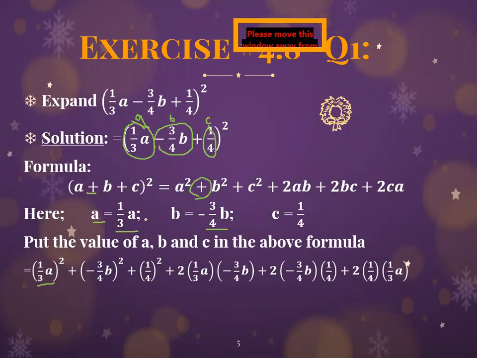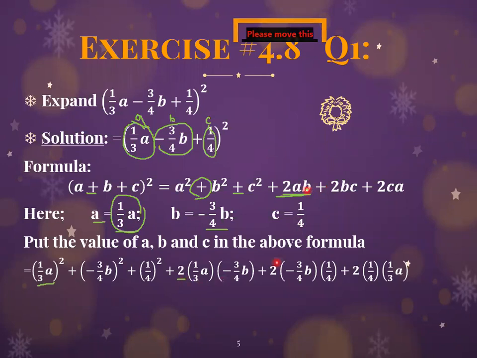Plus, and b will be equal to minus 3 upon 4b. So inside the bracket you will write minus 3 upon 4b whole square. Then this plus sign, and then you will write here (1 upon 4) whole square, then the plus sign of this one. Then I'm going to put the values in this term. So first I'm going to write down here 2, then a is equal to 1 upon 3a, right? A is equal to 1 upon 3a.